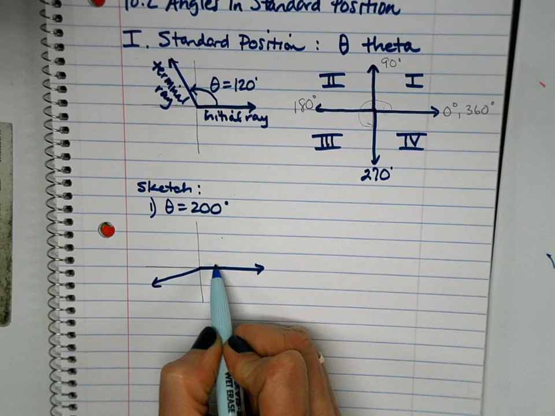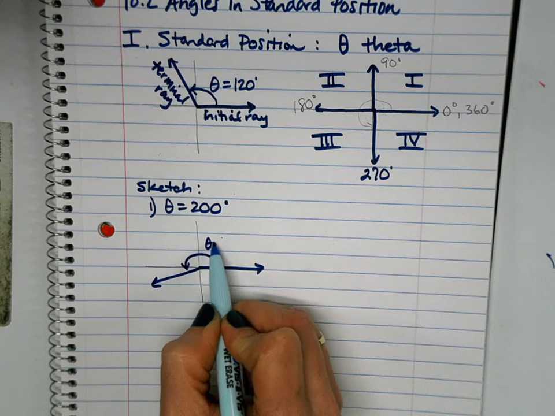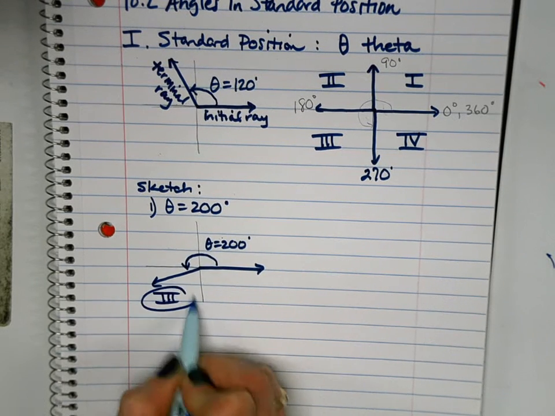And then what you're going to do is your directional arrow, and you're going to say theta equals 200 degrees. And down here we're going to say it's in quadrant 3. And just circle it.